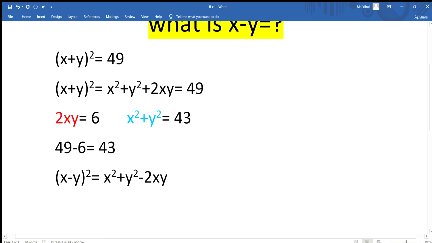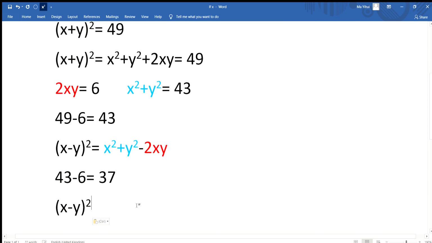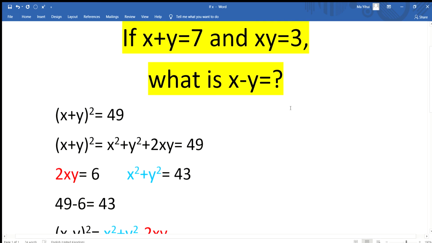What are you going to do? Simple math, logic speaking. You're just going to take those both and plug them in. 43 minus 6 will give you 37. So this whole expression is equal to 37. Okay, so are we done? No. Remember the question, they want the value of x minus y.